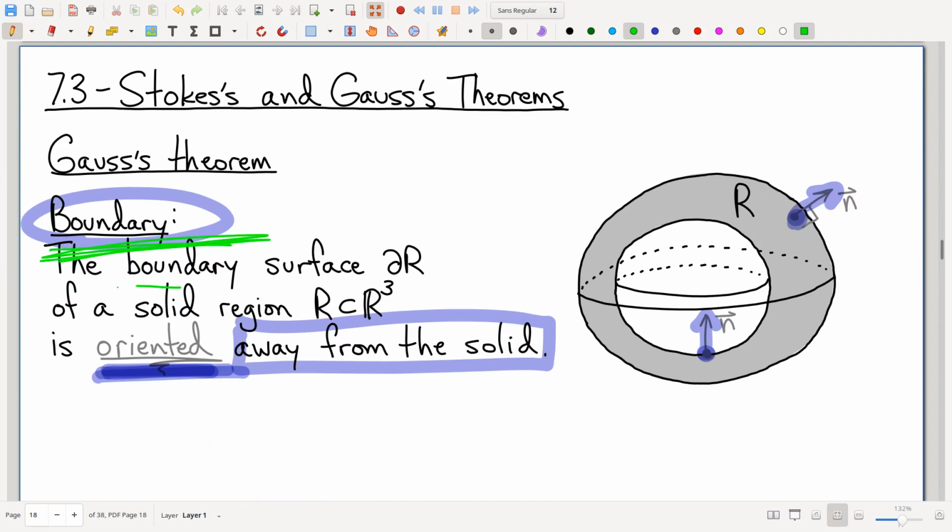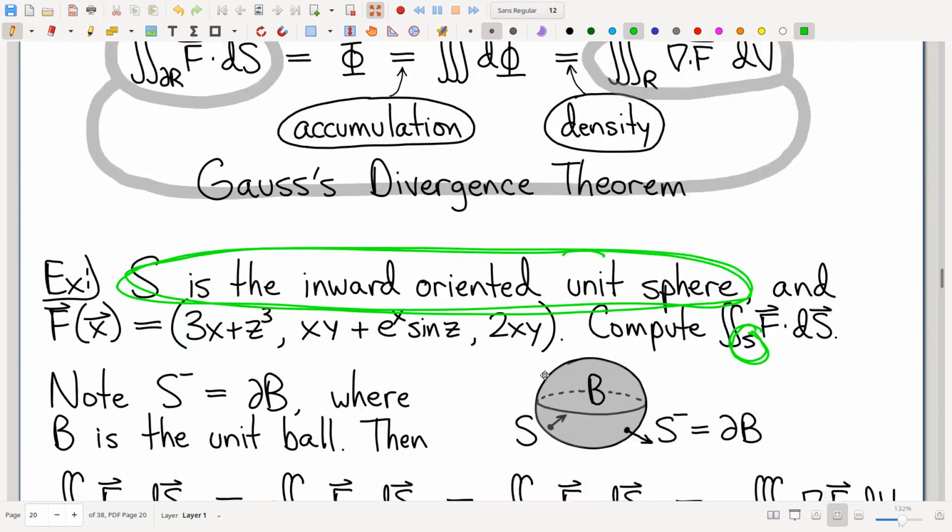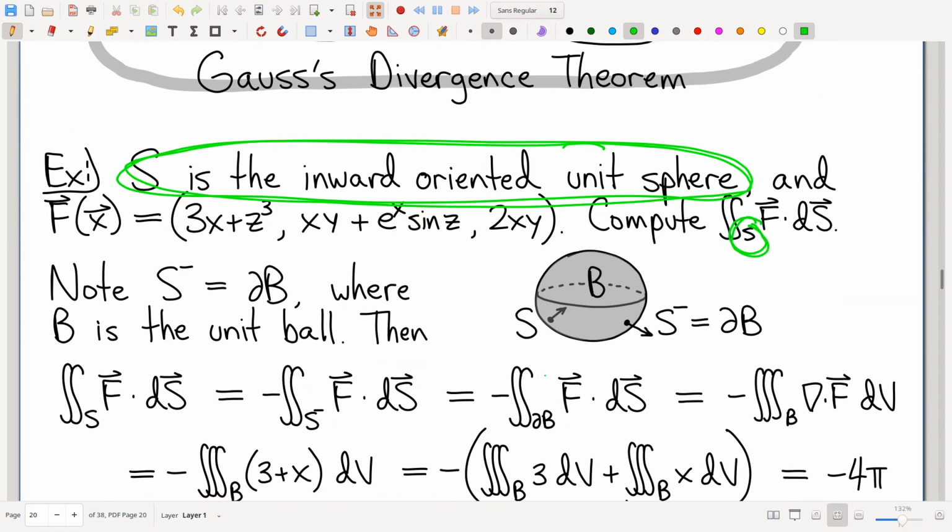The word boundary now means oriented away from the solid. And if you look at our surface and what it may or may not be the boundary of, our surface here is oriented inward, which is not away from the solid. So S, as described here, is not a boundary. And we cannot apply Gauss's divergence theorem. Yep. Everybody good with that?